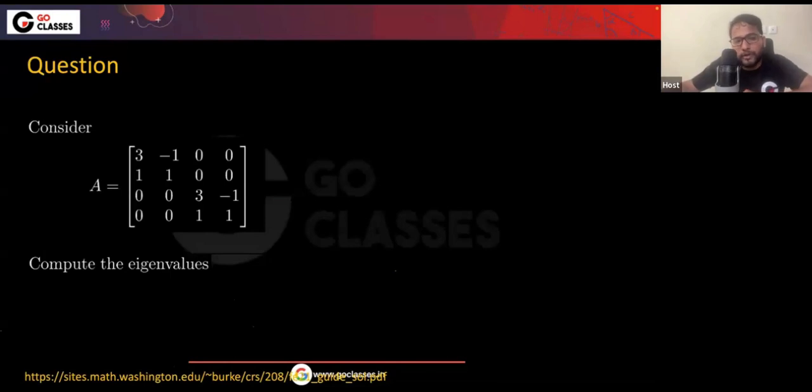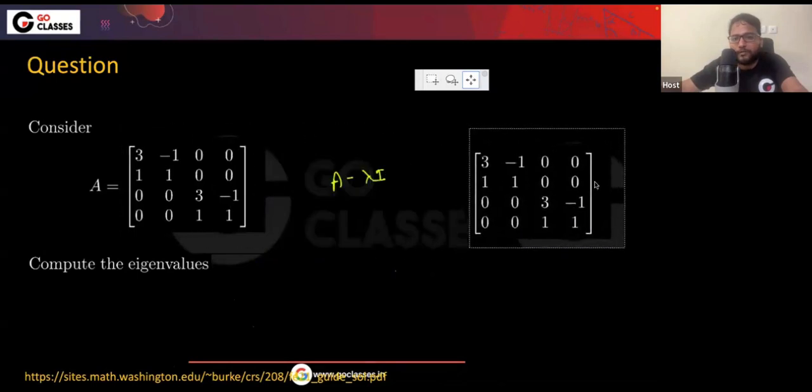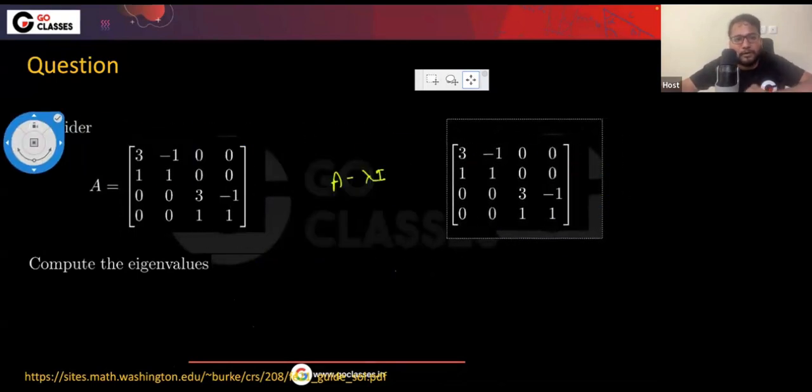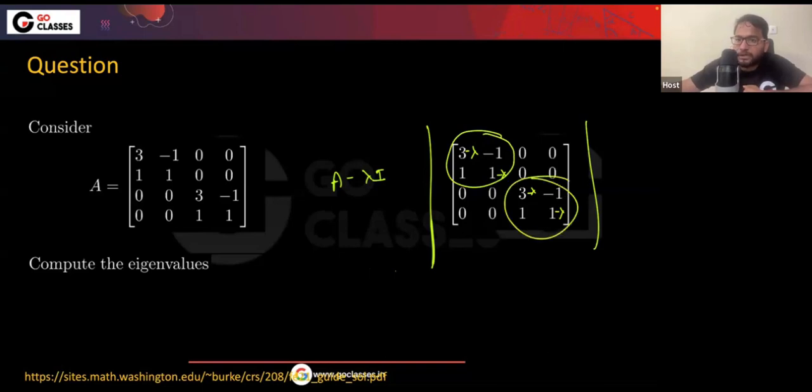What you can do is A minus lambda I. I means from the diagonal only, you will be subtracting the lambda. So it will be basically something like this. It will become minus lambda, minus lambda, minus lambda, minus lambda. And you want to find the determinant of this, right? So it will be the determinant of this into the determinant of this, isn't it?